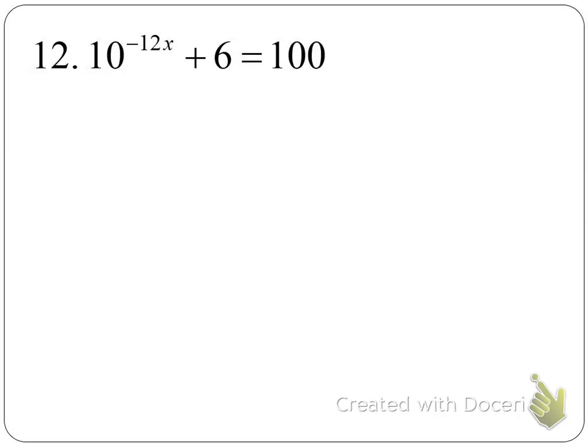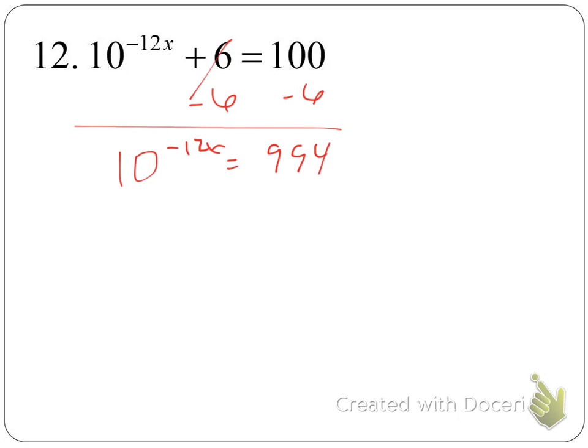All right. Number 12, we've got a problem. The exponential base on the left side is not by itself. So we've got to get it by itself by subtracting 6. Get 10 to the negative 12x equals 994. What? 994? How about just 94?